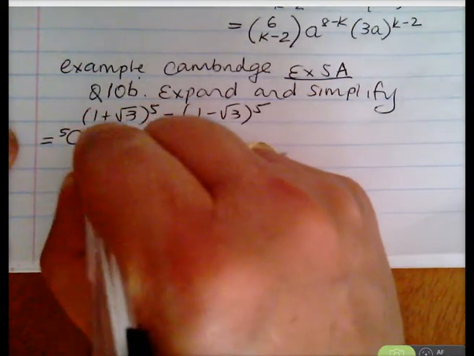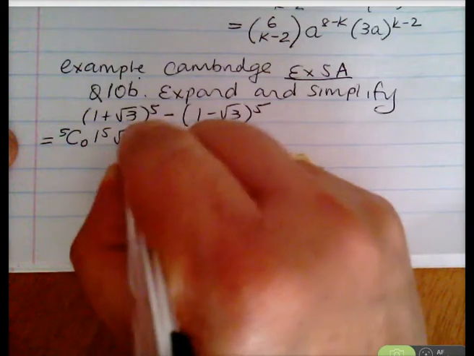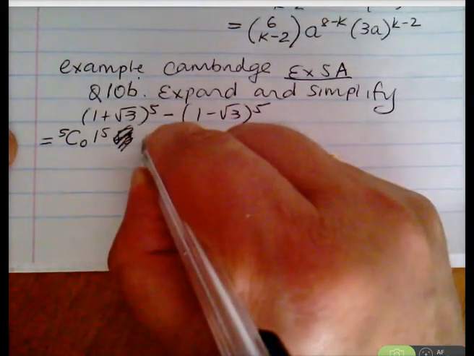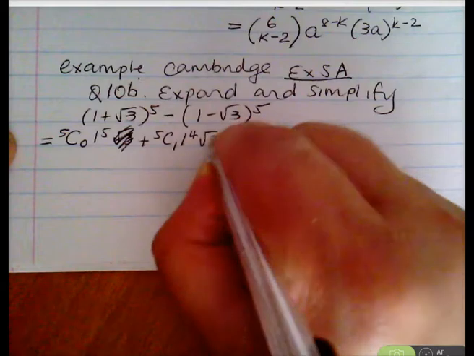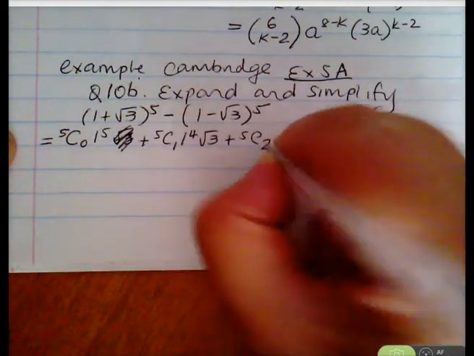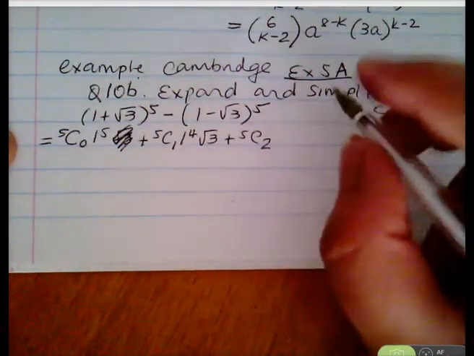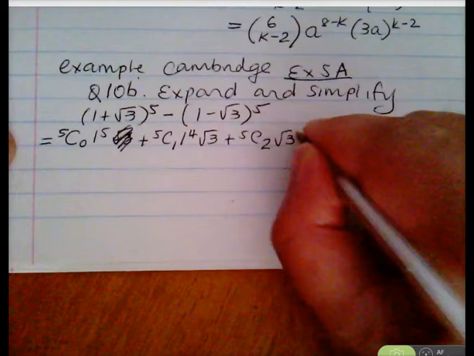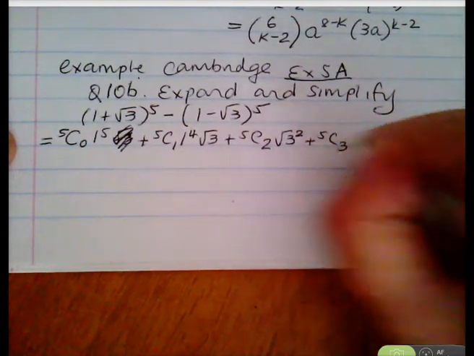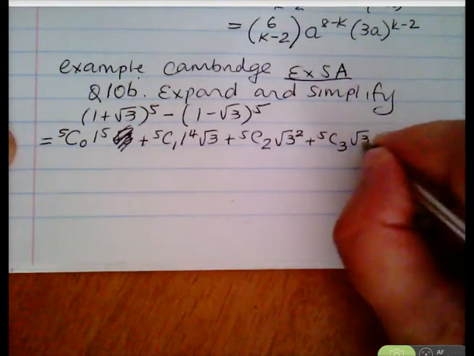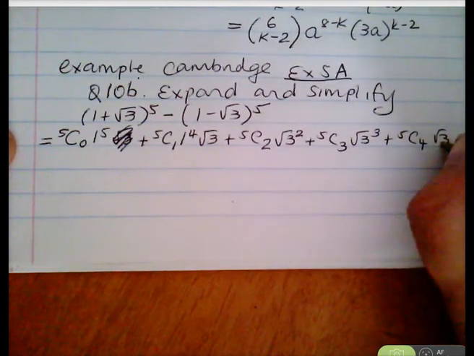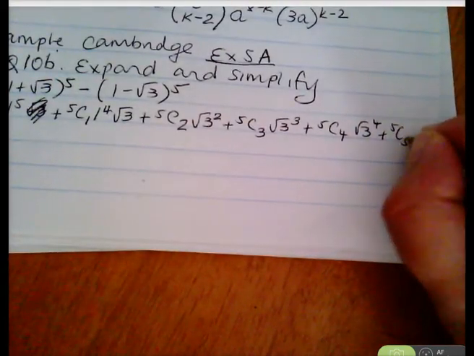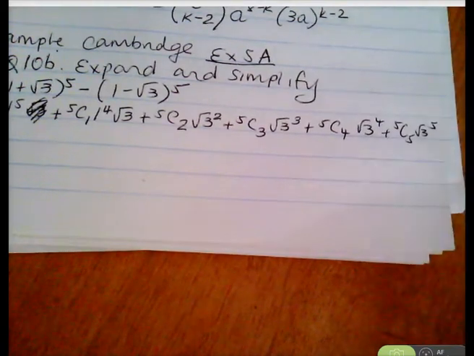It would be 5 choose 0, 1 to the power of 5 times root 3 in that one, plus 5 choose 1, 1 to the power of 4 root 3, plus 5 choose 2, 1 to the power of 3. I don't need to write the 1 to the power of 3. Then we go up, root 3 squared, plus 5 choose 3, root 3 cubed, plus 5 choose 4, root 3 to the power of 4, plus 5 choose 5, root 3 to the power of 5.